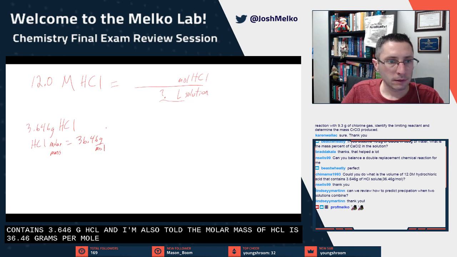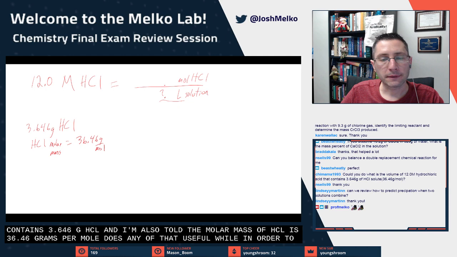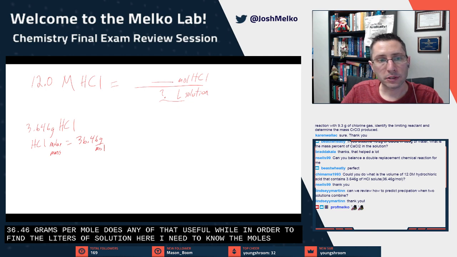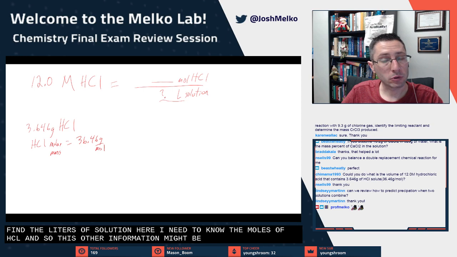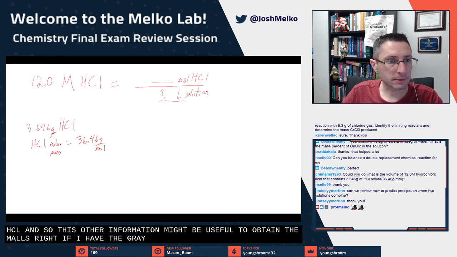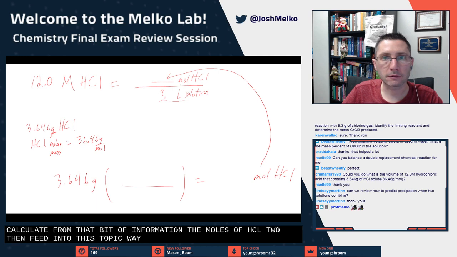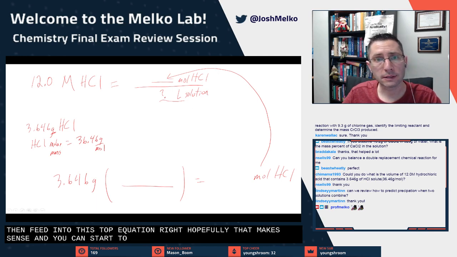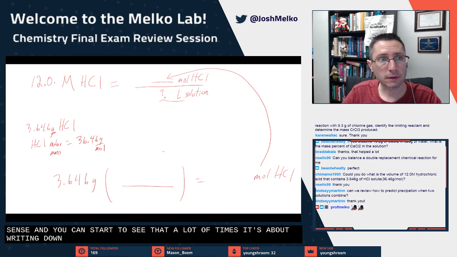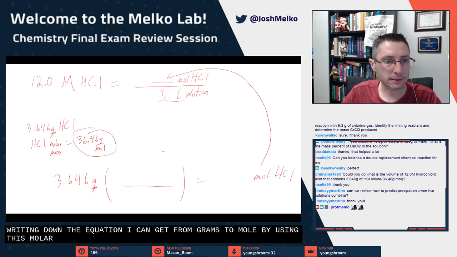Okay. Is any of that useful? Well, in order to find the liters of solution here, I need to know the moles of HCl. And so this other information might be useful to obtain the moles, right? If I have the grams and I have the molar mass, I can calculate the moles of HCl to then feed into this top equation, right? Hopefully that makes sense. A lot of times it's about writing down the equation, and that'll sort of lay the roadmap for how to attack this problem. I can get from grams to moles by using this molar mass.